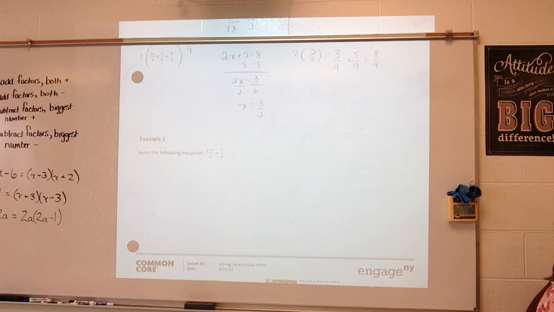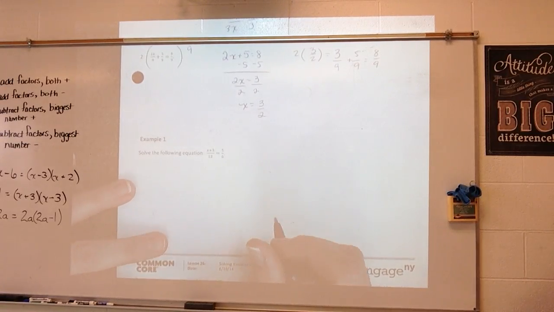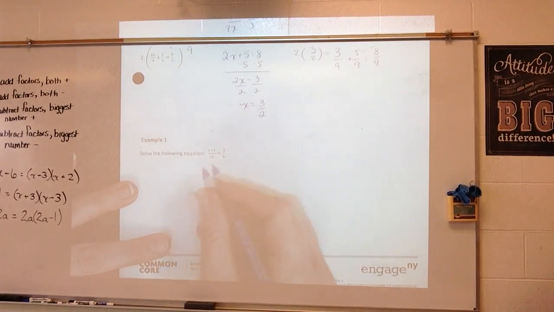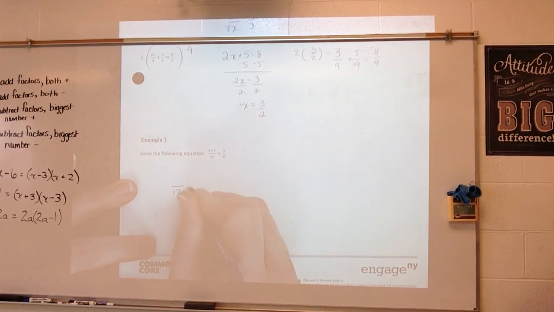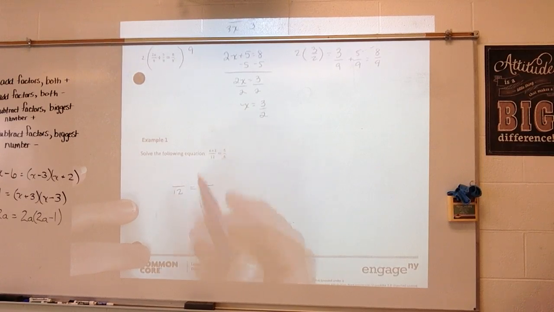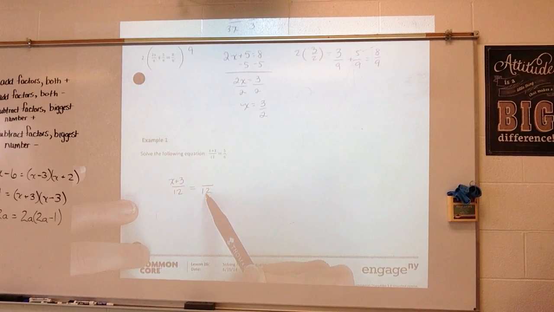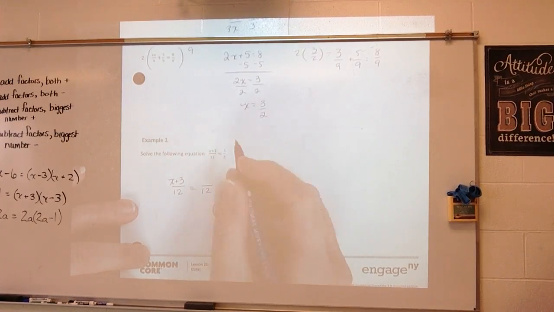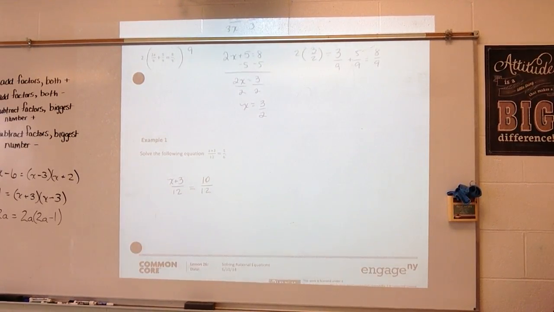So let's go ahead and look at common denominator. 6 and 12. I'm going to use 12 as my common denominator. My first fraction did not change, so it's x plus 3. 6 times what is 12? 6 times 2 is 12, so 2 times 5 is 10.